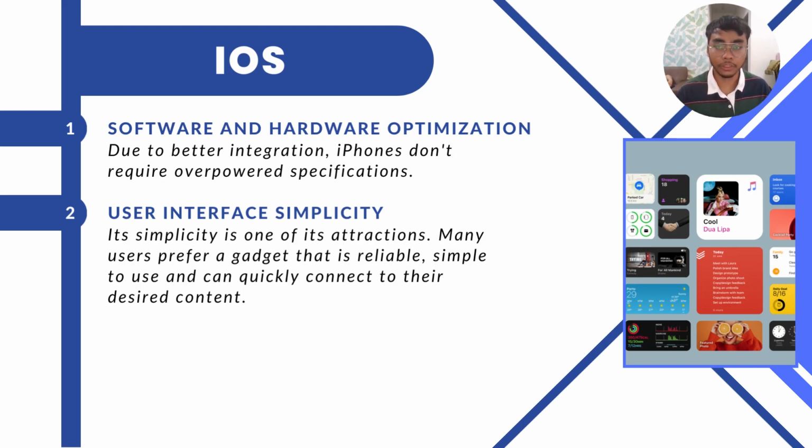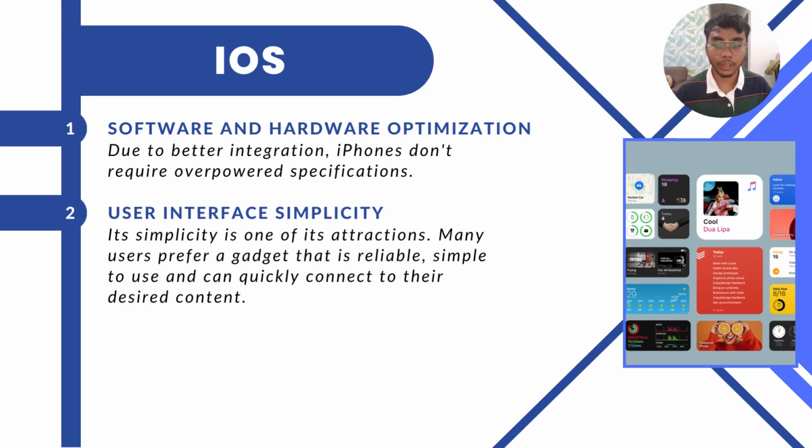Then the user interface, the UI. One of the things iOS does perhaps better than Android is its simplicity, which is loved by its fans. The simplicity of iOS is one of its attractions. Many iPhone lovers dislike having to fiddle with and configure their phones. They seek a gadget that is reliable, simple to use, and can quickly connect them to their desired content. No matter which mobile device you use, the settings are simple and the experience is always the same.